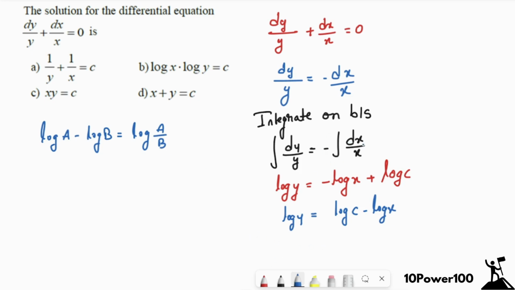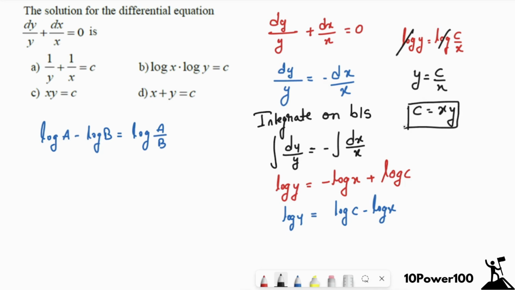Similarly, in place of log c minus log x, I'll write on the left hand side, log y is equal to log c by x. So now it's ready to cancel the log and log. Log and log get canceled out, so y is equal to c by x is remaining. And if we cross multiply, we get c is equal to x into y.